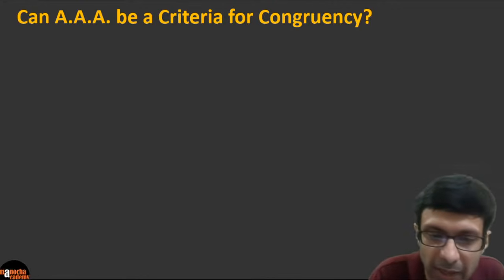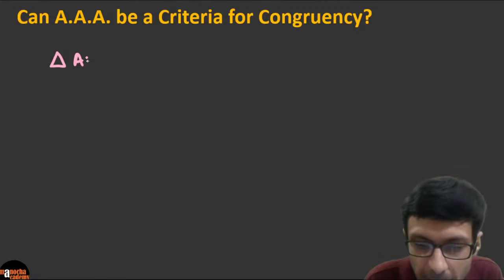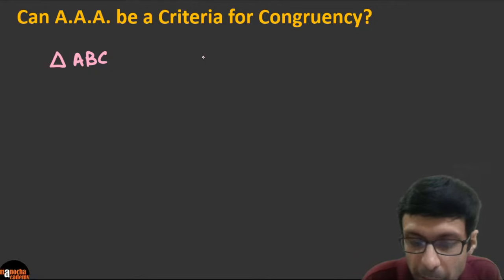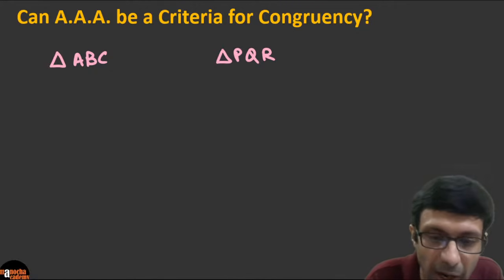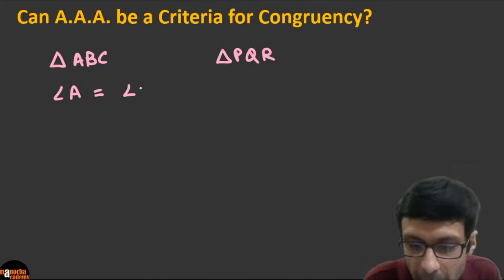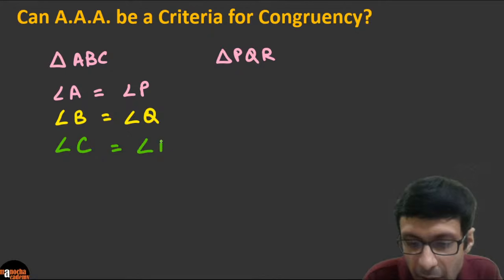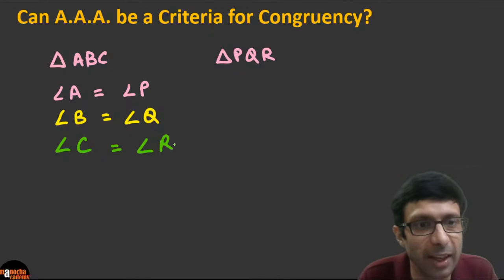So basically we are saying, if you have two triangles ABC and PQR, and all the angles are equal. Let's say angle A is equal to angle P, angle B is equal to angle Q, and angle C is equal to angle R. Are the triangles congruent or not? What do you guys think?